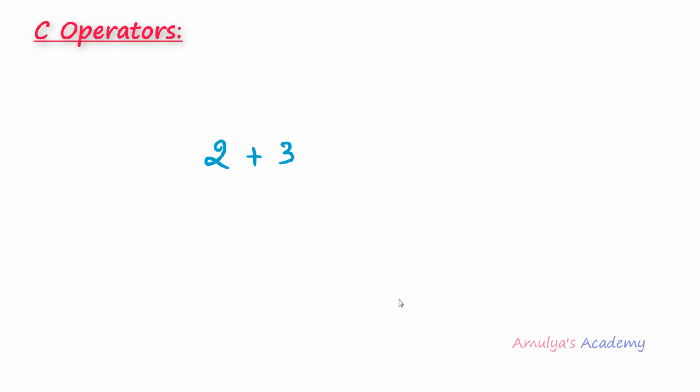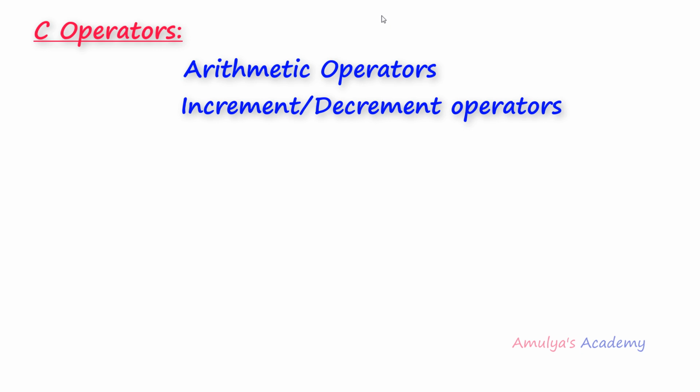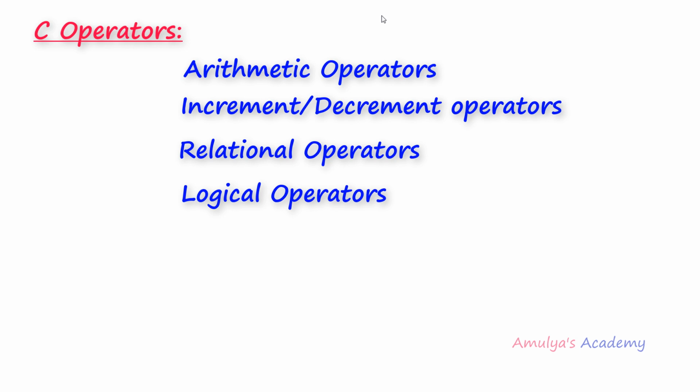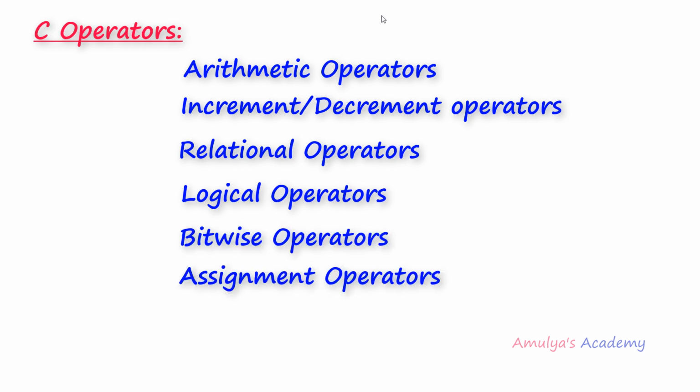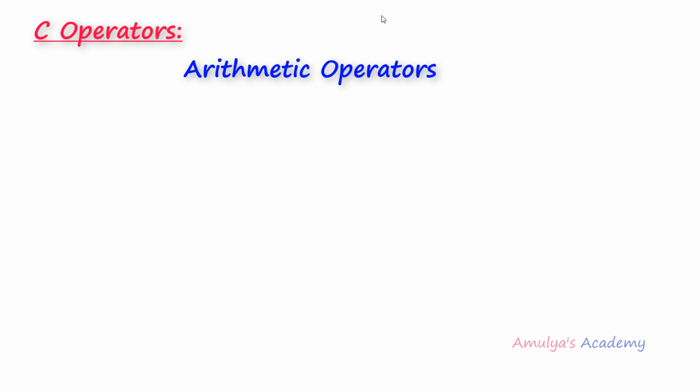C language supports a rich set of built-in operators. Because C has a wide range of operators, we can classify these operators into different categories. So let's see the different types of operators in C programming language. First one is arithmetic operators, next is increment or decrement operators, next is relational operators, logical operators, bitwise operators, assignment operators, conditional operators, special operators. We will discuss each operator in detail, and today in this tutorial we'll discuss arithmetic operators.